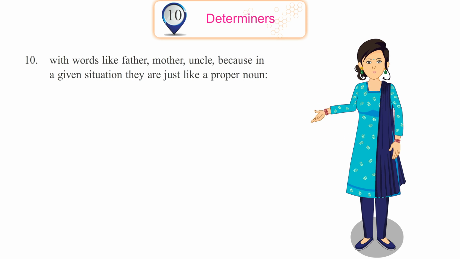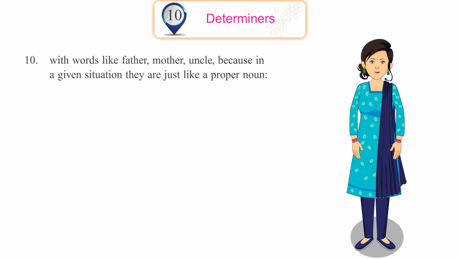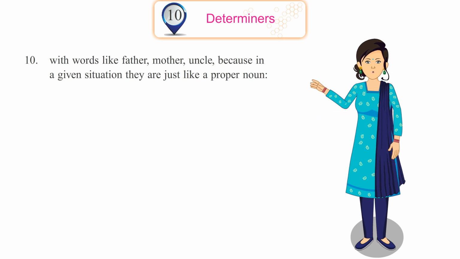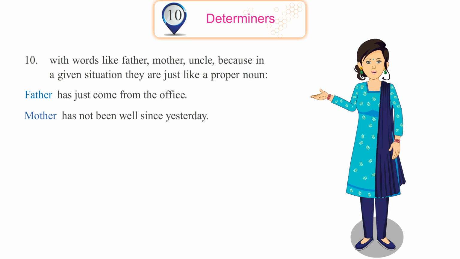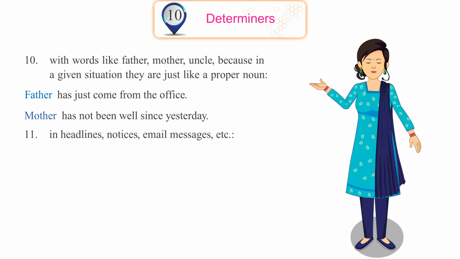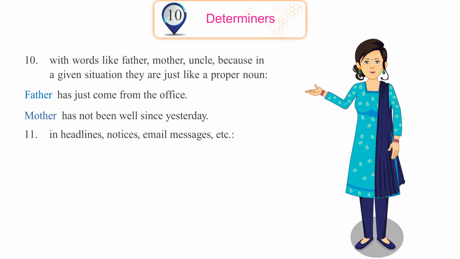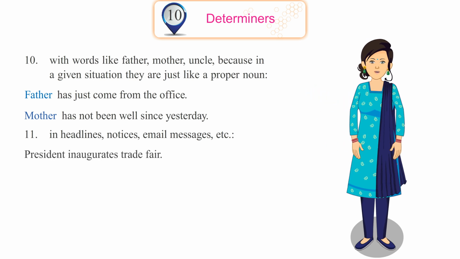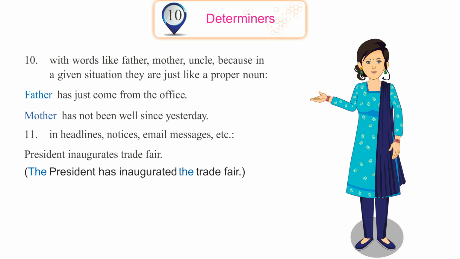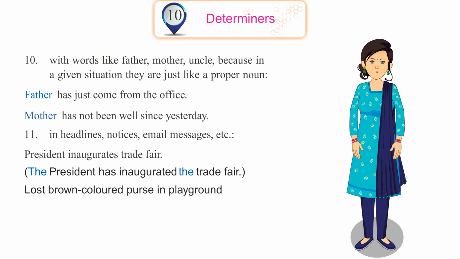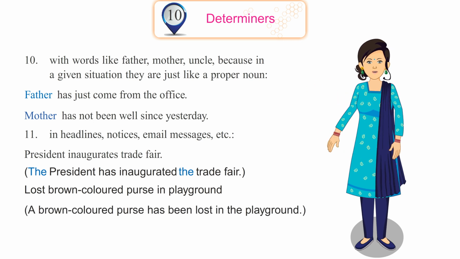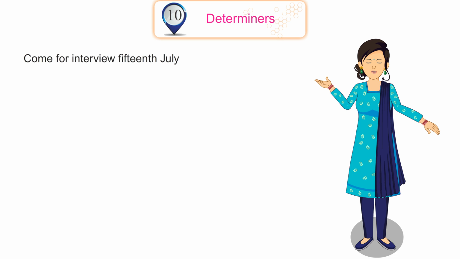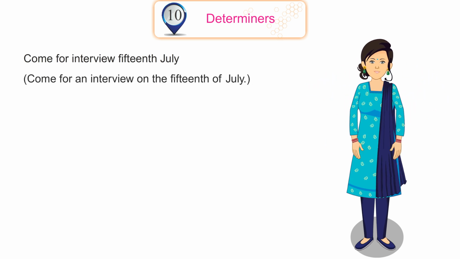With words like father, mother, uncle, because in a given situation they are just like a proper noun: Father has just come from the office. Mother has not been well since yesterday. In headlines, notices, email messages, etc.: President inaugurates trade fair. The president has inaugurated the trade fair. Lost brown colored purse in playground. A brown colored purse has been lost in the playground. Come for interview 15th July. Come for an interview on the 15th of July.